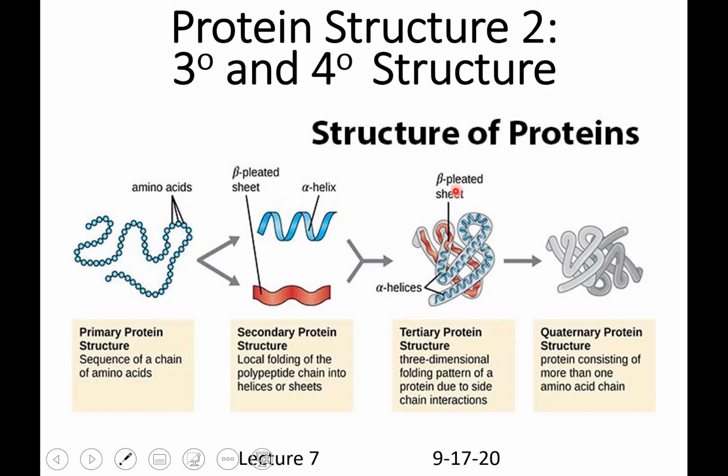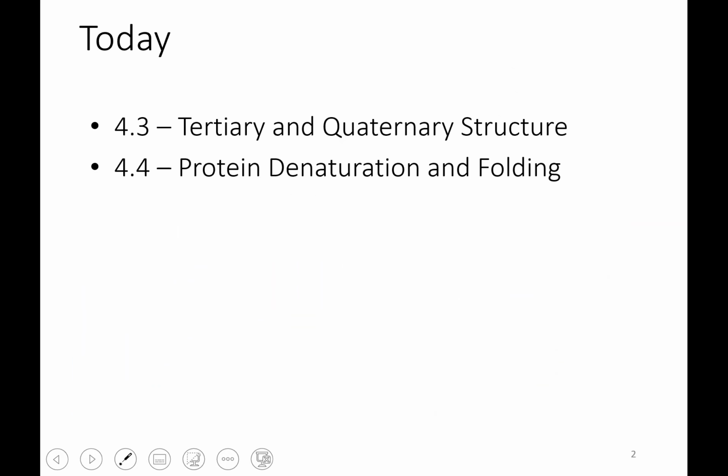So the tertiary structure of a protein, that's the overall folding pattern of a protein, and this is really more due to side chain interactions. Secondary structures we typically think of as due to backbone interactions. Tertiary structures are due to side chain interactions. And then quaternary structure is when you have two or more polypeptide chains coming together to form a complex. And just a reminder, this is section 3 and section 4 of chapter 4.